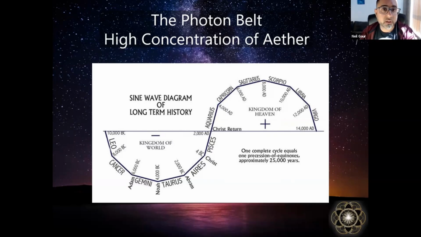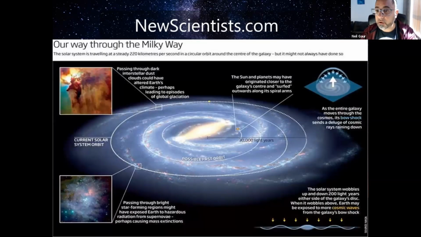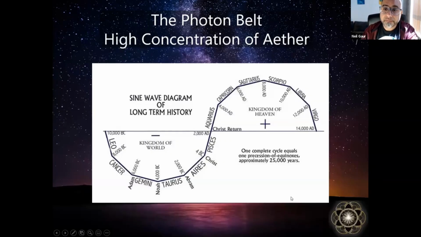A lot of hidden truths are being disclosed. So that could be connected to it right there. But it's interesting that they're saying that there are cosmic waves and they are going above. And it also says we go up and down 200 light years on either side of the galaxy's disk. Here's the galaxy's disk, 200 light years down, 200 light years up. And that is our trajectory.